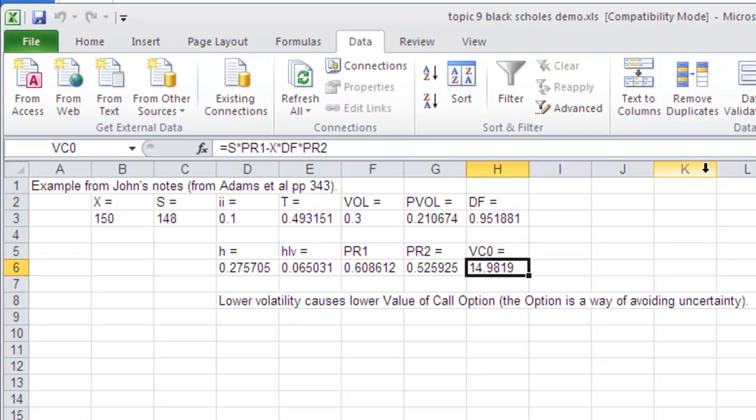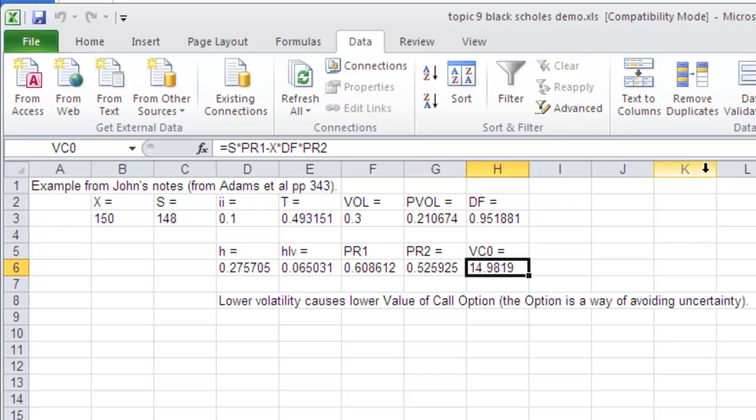This says that the VCO, value of call option, is 14.98 cents, or close to 15 cents. It's saying that's what you should pay for this option that gives you the right to buy this asset for $1.50 when the asset is currently trading at $1.48 and the option expires in 6 months.